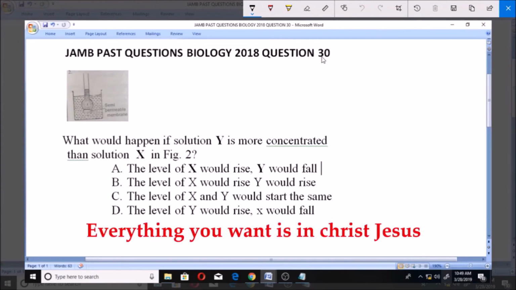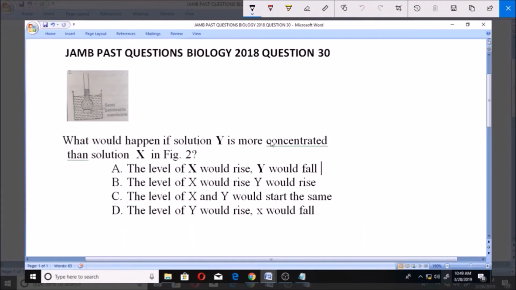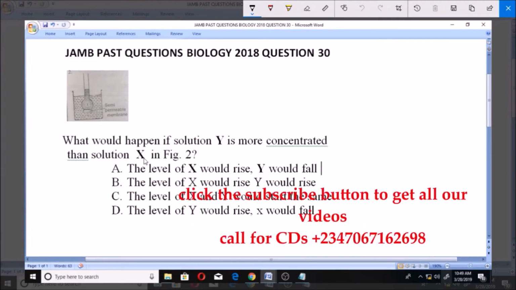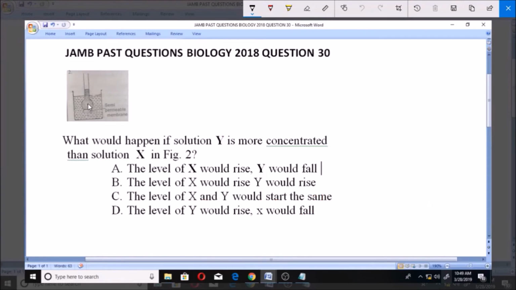Question number 30. What would happen if solution Y is more concentrated than solution X in fig 2? This is the fig 2. This is solution Y, and inside this is solution X, and it is covered by a semi-permeable membrane. So what will happen if solution Y is more concentrated than solution X in this figure?